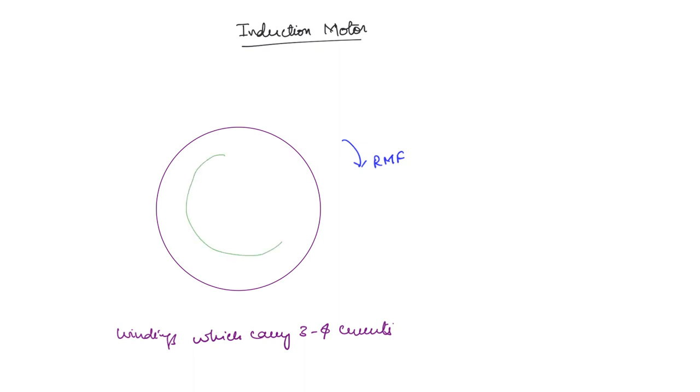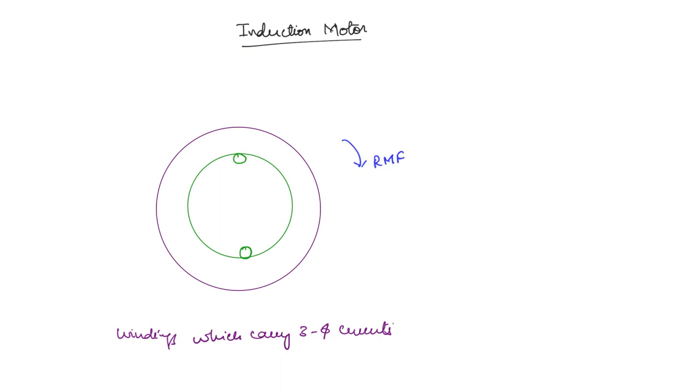Next we will take a rotor. Now just like the stator has windings which carry three-phase currents, in the rotor also we will have some windings. So first we will take one coil. Now this is a stationary coil. Initially the rotor is not moving and the coil is not carrying any kind of current. What is the only thing that is happening? The stator windings are carrying three-phase currents which is resulting in the production of a rotating magnetic field.